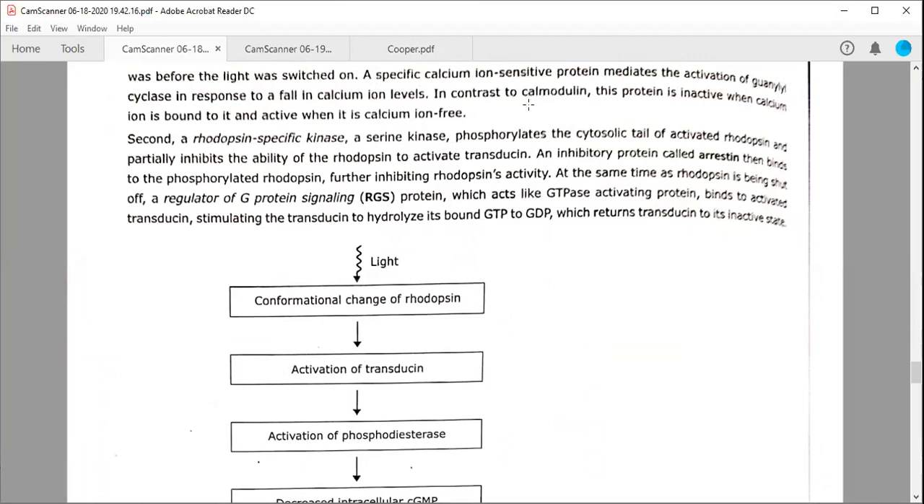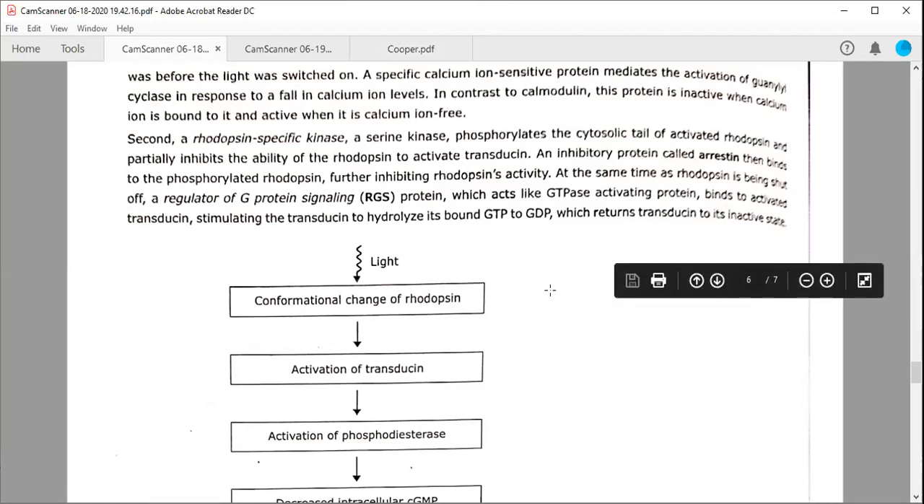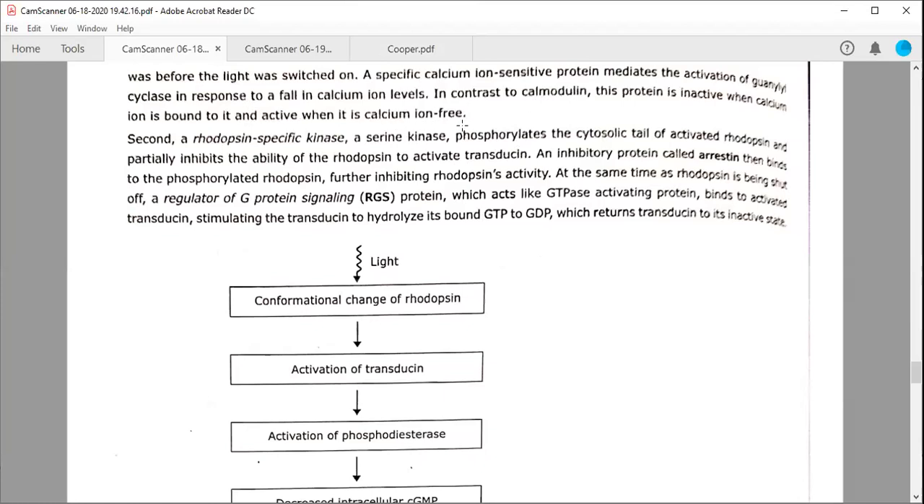Okay, so there is a protein in our muscles called calmodulin. We know calmodulin is activated when calcium is bound to it, but the protein that regulates this in the eye, in the retina, in rod cells, is not activated by calcium ions. Actually, it will be active when it is calcium ion free. So when calcium ion binds to this protein, it will be inhibited, in a very opposite fashion to calmodulin function.